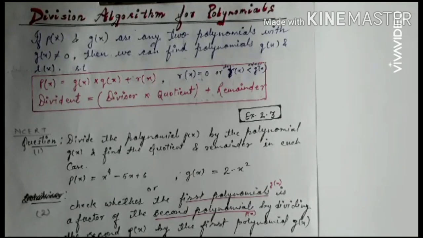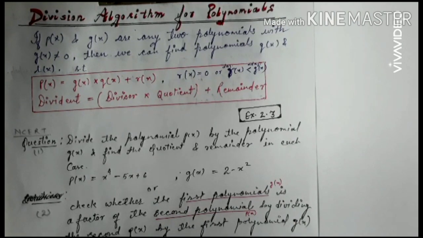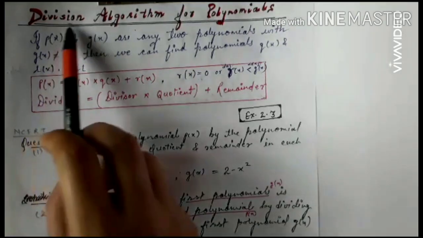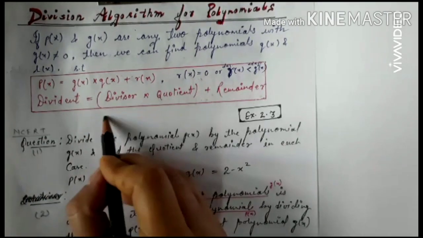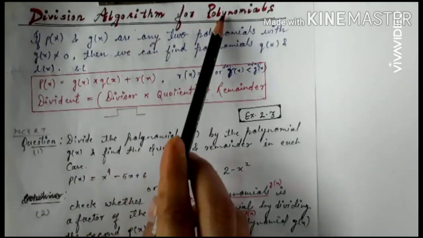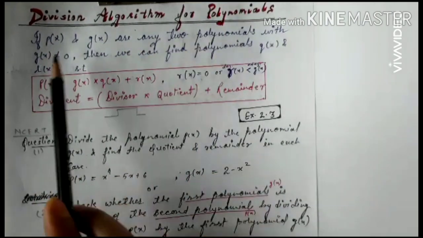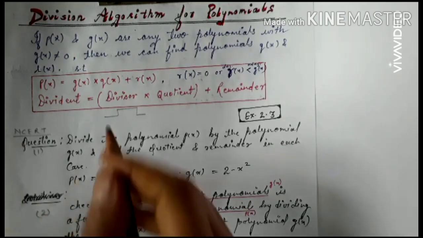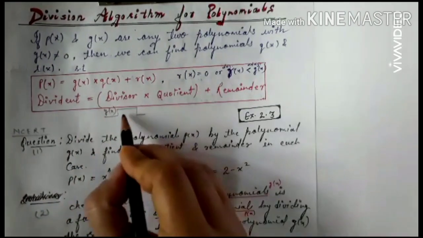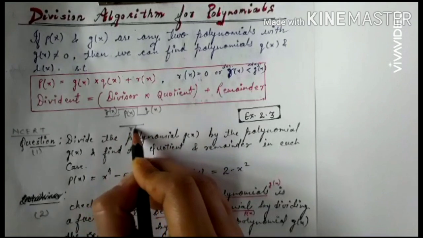Okay. This is our next topic, division algorithm for polynomials. What is the division algorithm? As you know, when we divide any number... suppose this is about a polynomial. Suppose we have taken p(x) and g(x) as two polynomials with g(x) not equal to 0. Then we can find polynomials q(x) and r(x). Suppose we divide p(x) by g(x). Obviously we will get some quotient and some remainder.